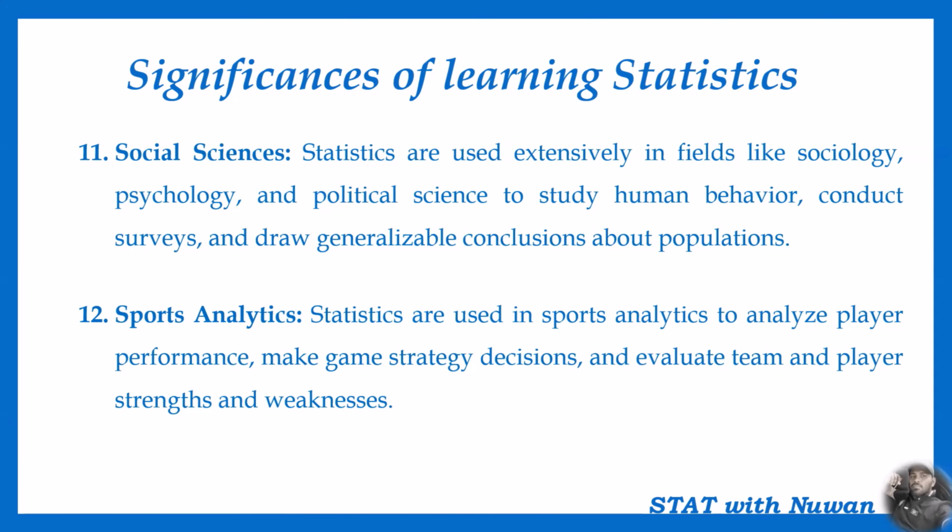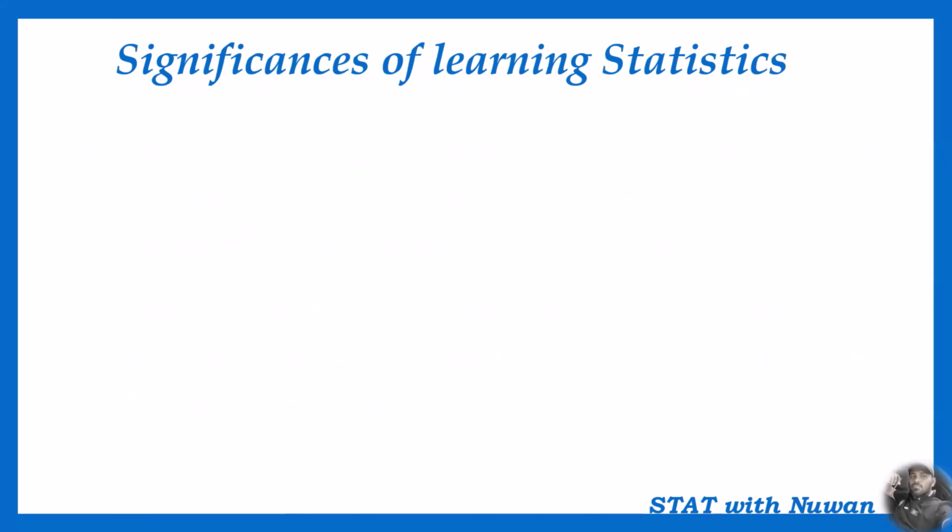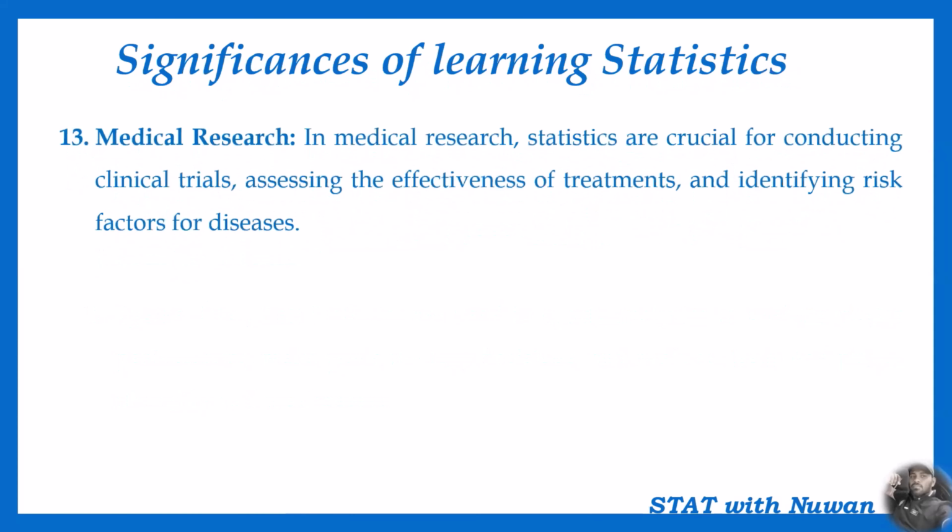The next one is sports analytics. Statistics is used in sports analytics to analyze player performance, make game strategy decisions, and evaluate team and player strengths and weaknesses. Medical research. In medical research, statistics is crucial for conducting clinical trials, assessing the effectiveness of treatments, and identifying the risk factors for disease.